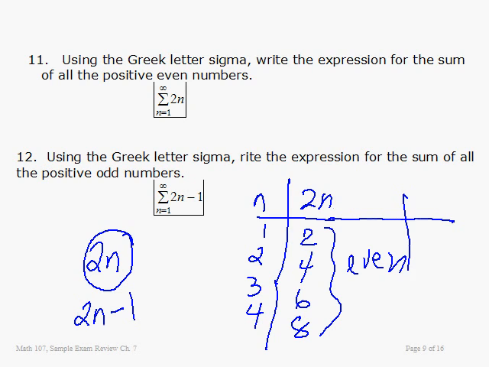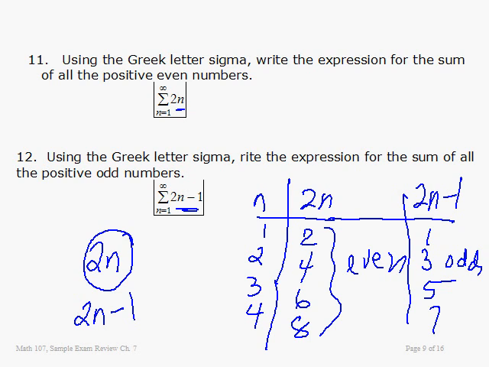I'll add a column over here to show you that. 2n minus 1. Well, 2 times 1 is 2, minus 1 is 1. Instead of the 4, I have a 3. Instead of the 6, I have a 5. Instead of the 8, a 7. You see, these are all odds. So if even numbers is 2n, odd numbers is 2n minus 1.